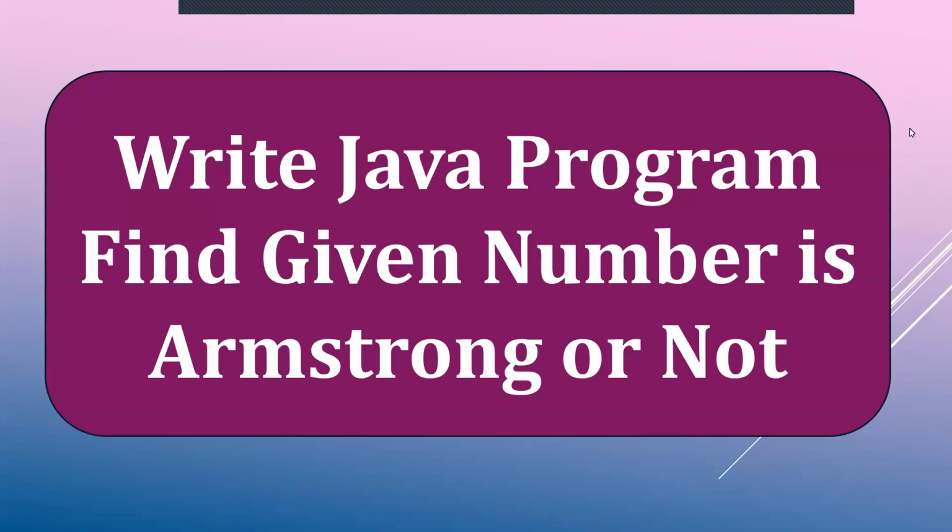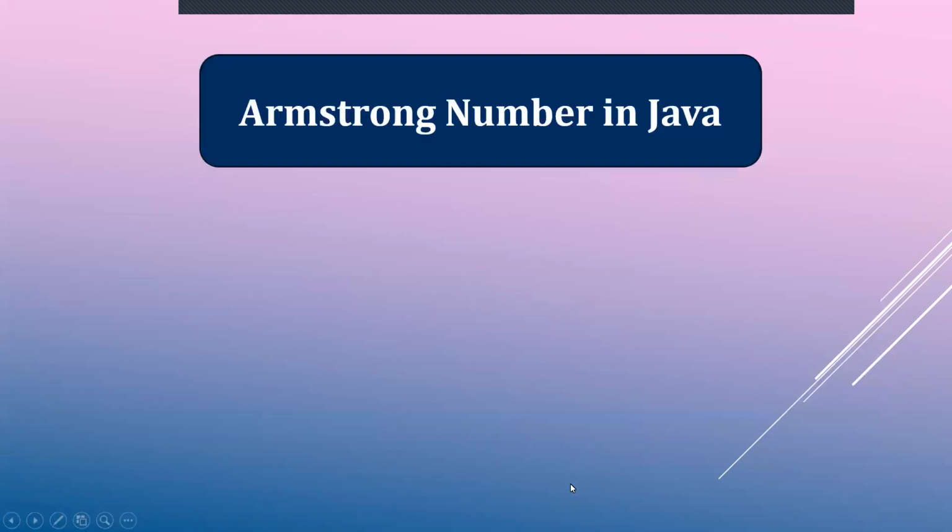Write a Java program to check whether a given number is an Armstrong number or not. First, let us understand what an Armstrong number is. An Armstrong number means the sum of the cubes of the digits of a given number. For example, suppose I have been given the number 153.